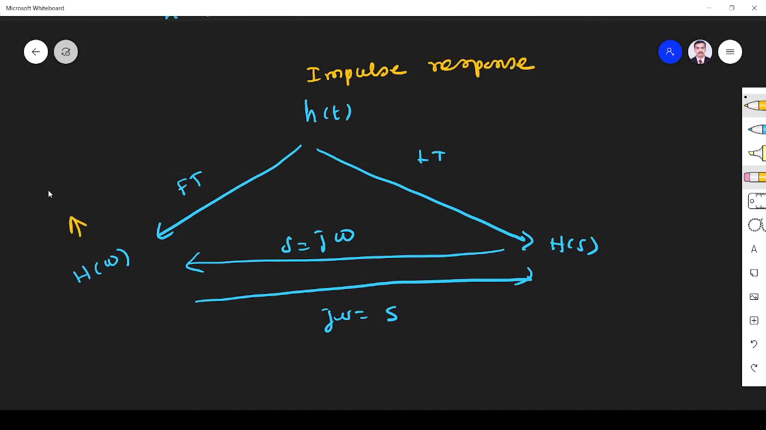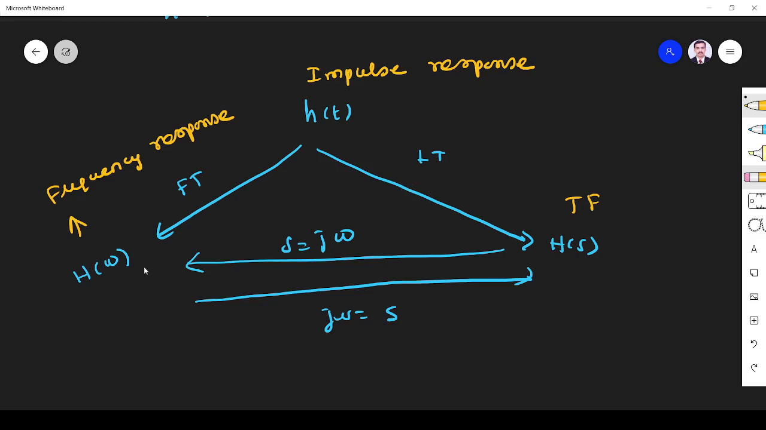H of omega is called frequency response. So how can you get frequency response from impulse response? We have to take Fourier transform of impulse response. H of s is transfer function, right? How can you get transfer function from impulse response? We have to take Laplace transform, right?